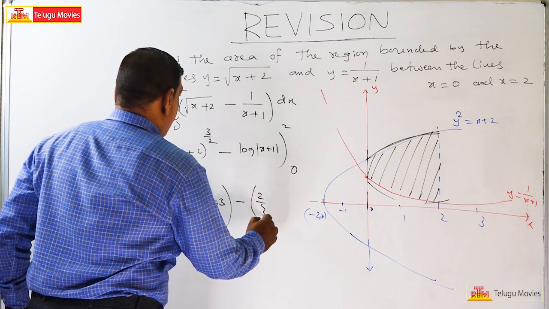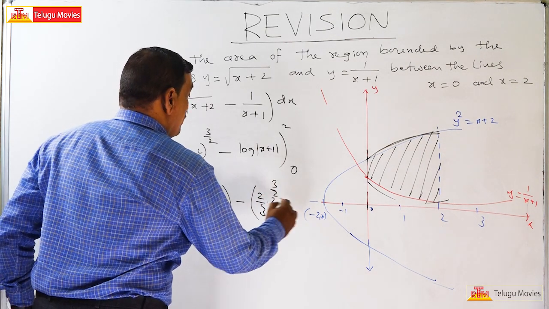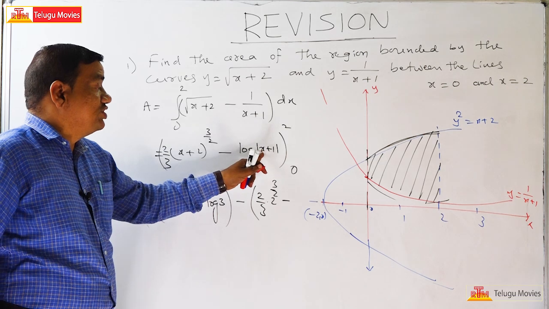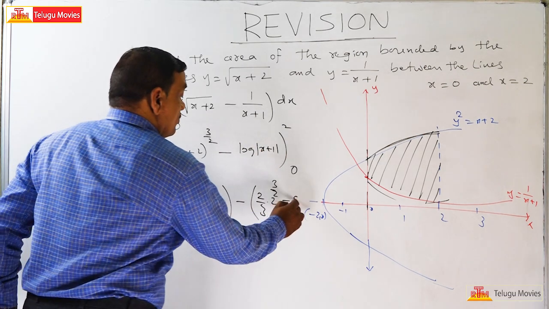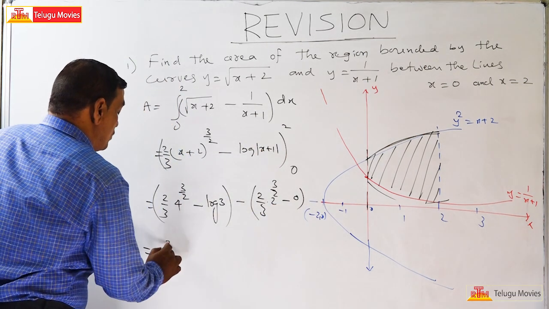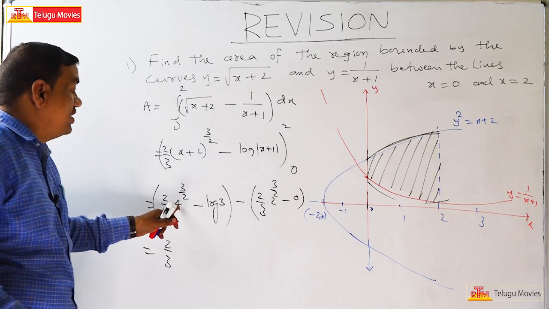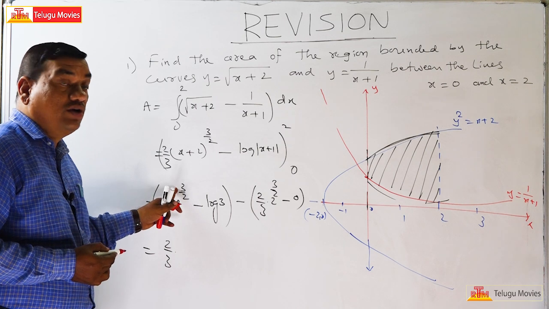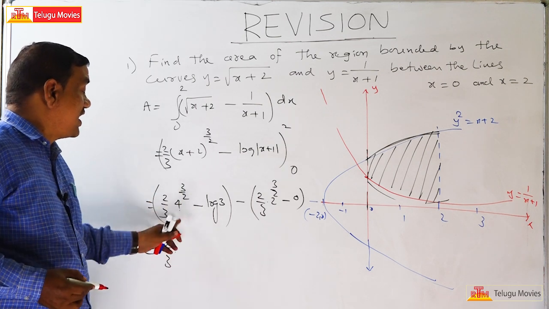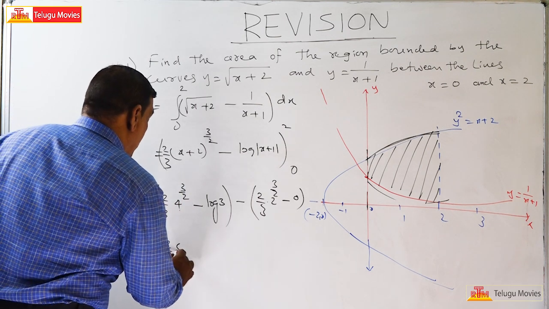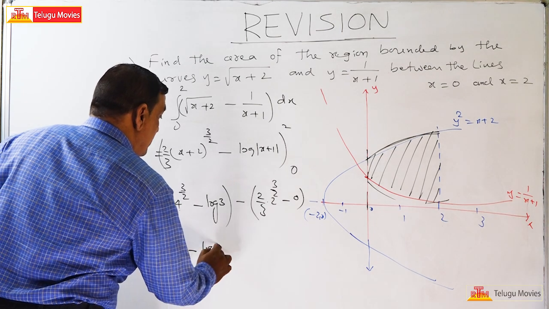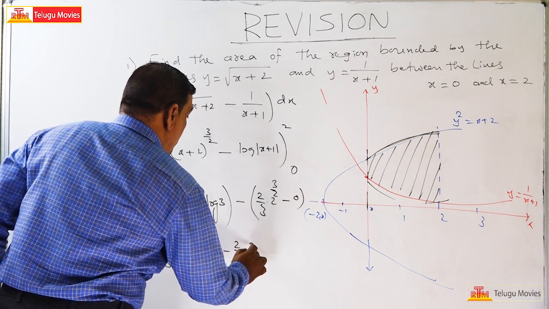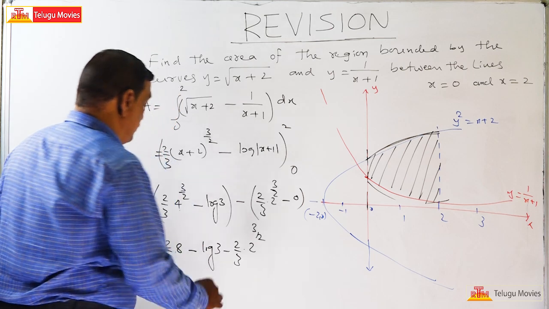So this is 2 by 3 into 2 power 3 by 2 minus, if you put 0 here, log 1 is 0. Okay, now this is equal to 2 by 3 into, so here 4 is there. Now you can write 2 square. 2 will cancel, 2 cube, 8 will come here. Minus log 3 minus 2 by 3 into 2 power 3 by 2.